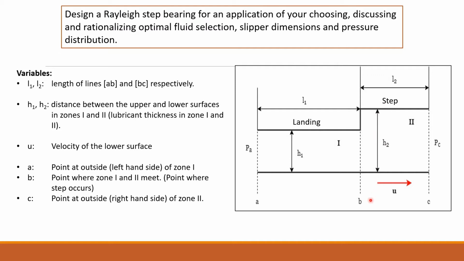U is the velocity of the lower surface, so the lower surface relative to the top surface will move in this direction with velocity u. A is the point at the outside of zone 1, which is this point here. B is the point between zone 1 and zone 2, so it's the point at which the step occurs. And C is the point outside the bearing on the right hand side.